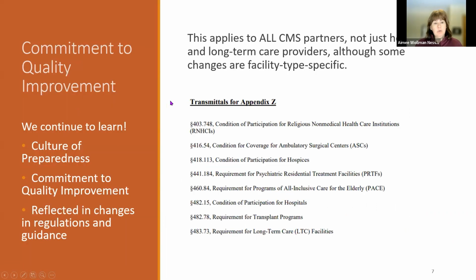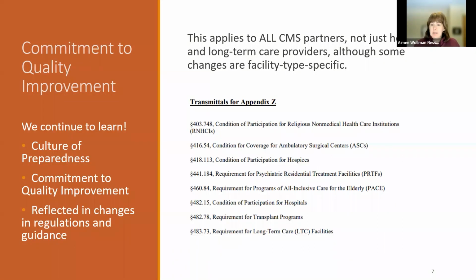So when you go to Appendix Z, again, I think it's important to think about this document not as intended as a punitive document. Yes, it's a regulation. Yes, it's something that you must do, but it really is a demonstration, in my opinion, of the commitment to quality improvement, which is something that we talked about in our presentation 2 weeks ago. That developing that culture of emergency preparedness is really about having a commitment to a culture of quality improvement.